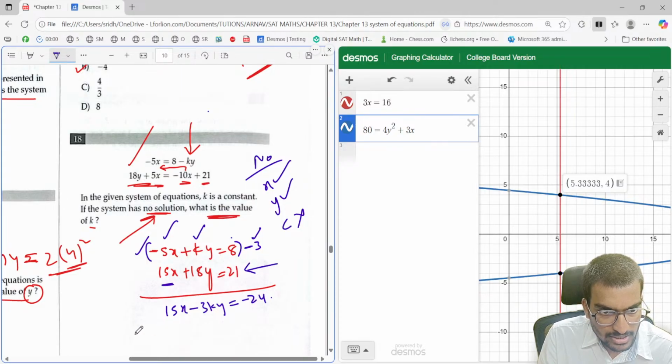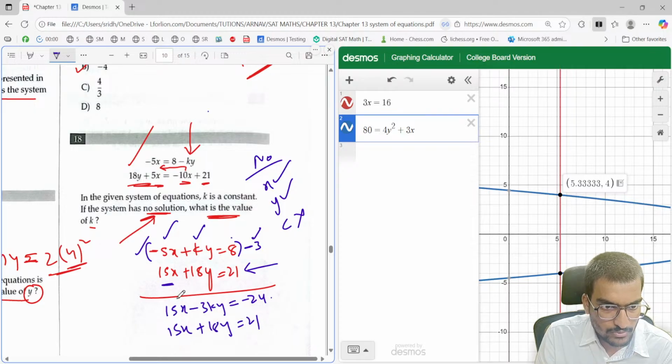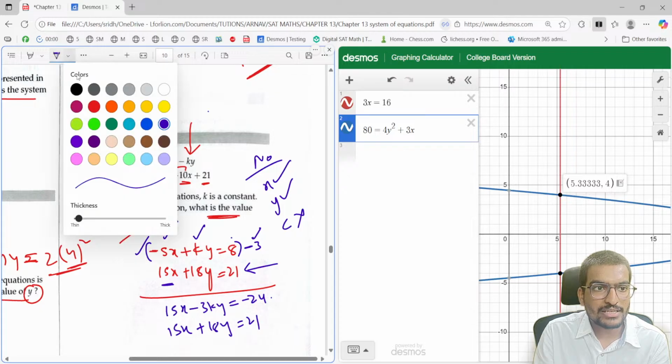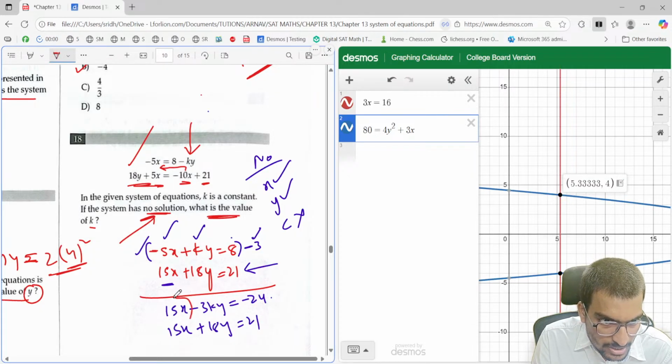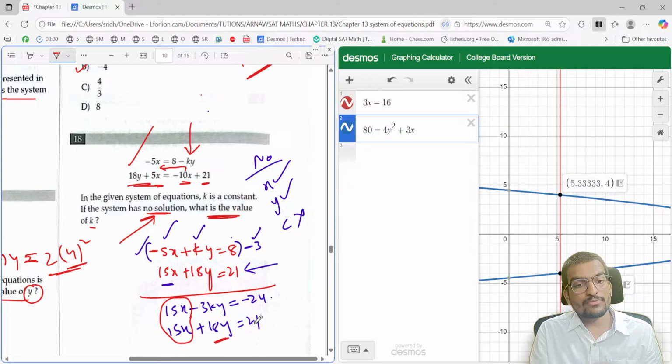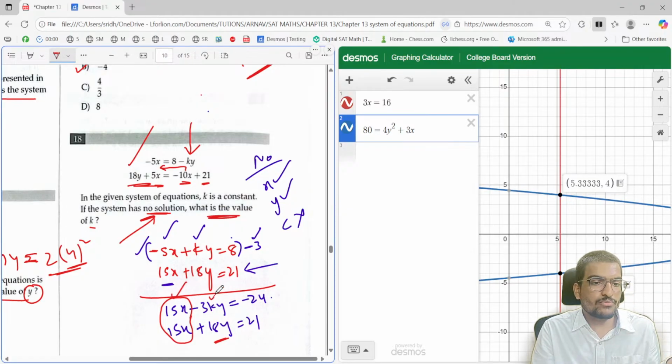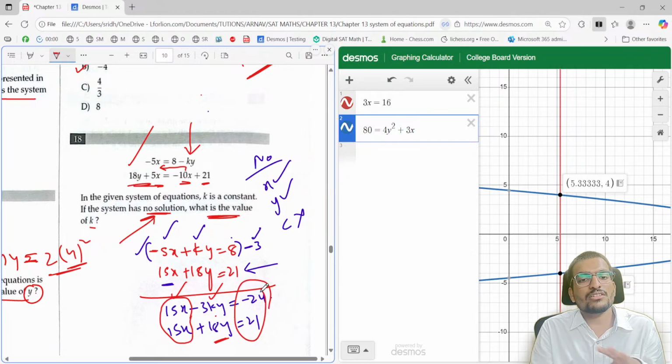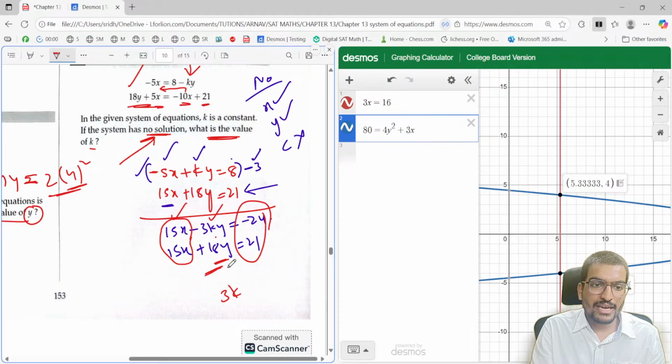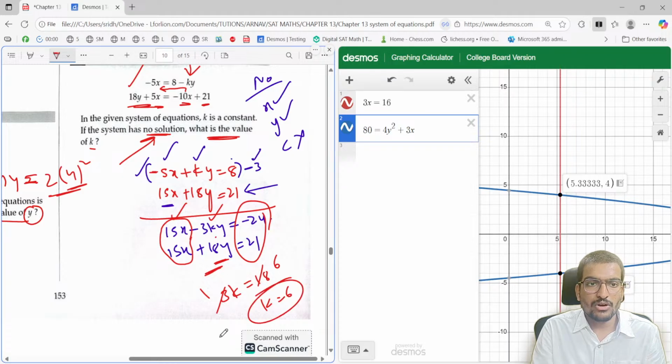And going with the second equation, I just keep it as it is, 15x plus 18y equals 21. Now the x terms are completely similar. If the x terms are similar, what about the y terms? We need to find the value of k. The y terms are also similar, but the constants are different. So I just equate 3k equals 18, 3 ones are 3, 3 sixes are 18, k equals 6. You got k equals 6.